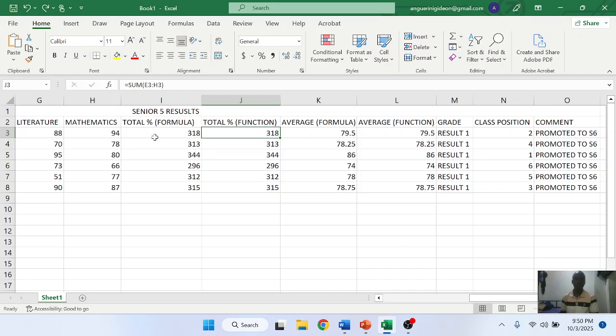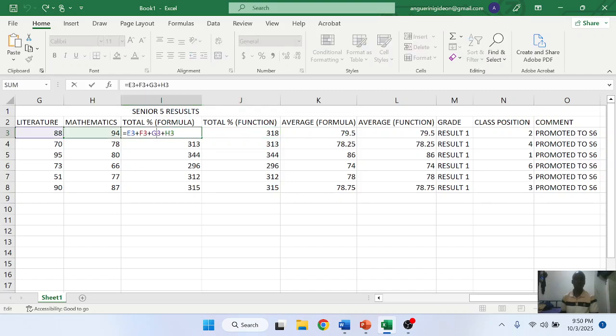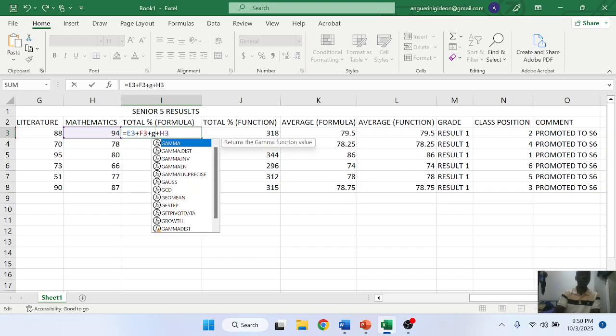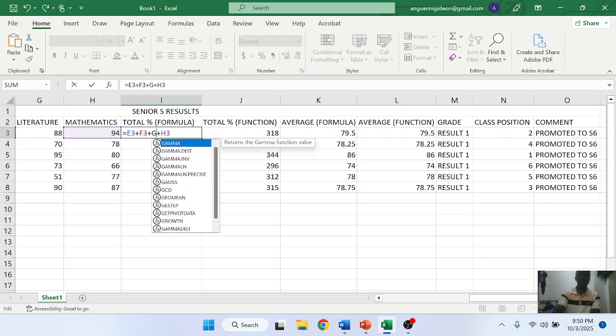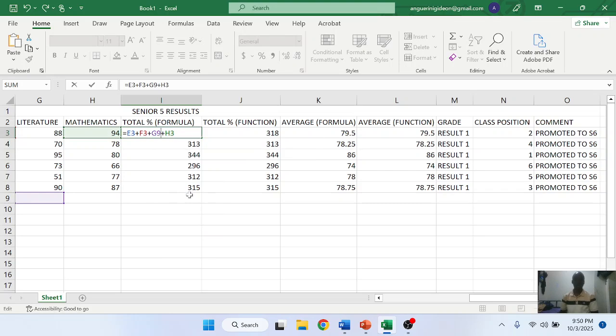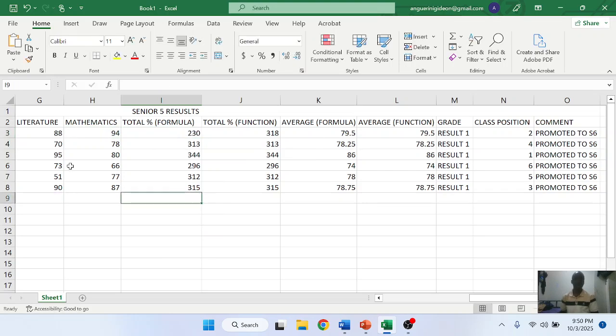Let's say we're adding here, we're adding here, we're adding here, G9. If we're adding G9.